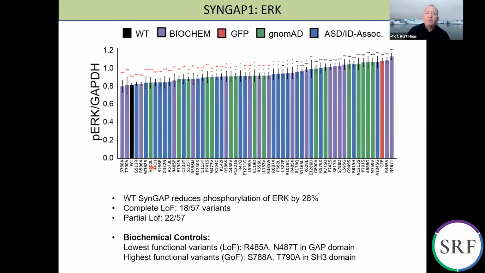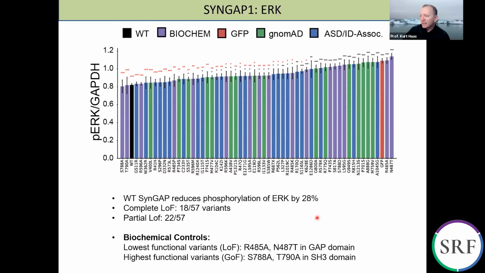Next, we looked at function. So this was looking at antibodies against phospho-ERK. And again, this data is not normalized. The black is the wild type. The red is the empty vector, just GFP, so this would be loss of function. All the black stars represent significant difference from the wild type. The red ones are significant difference from the GFP.